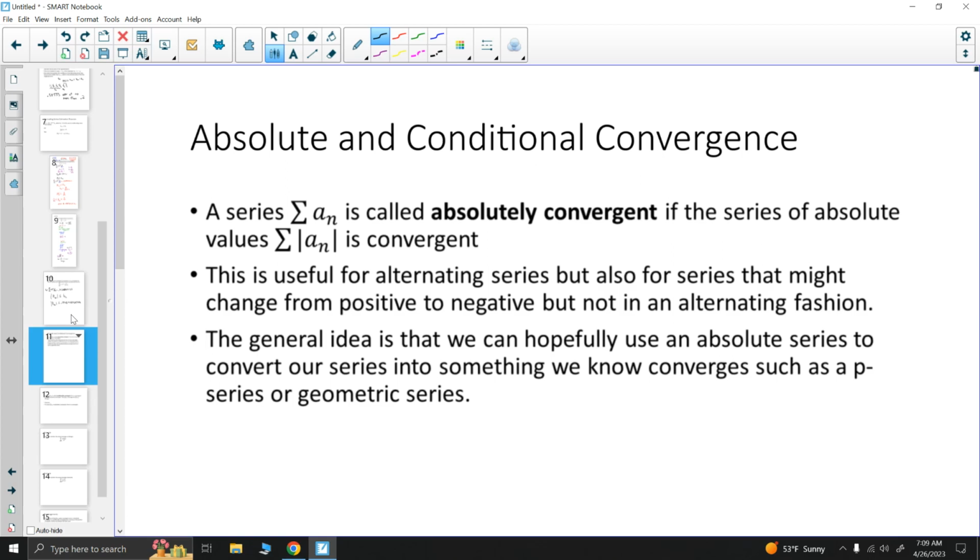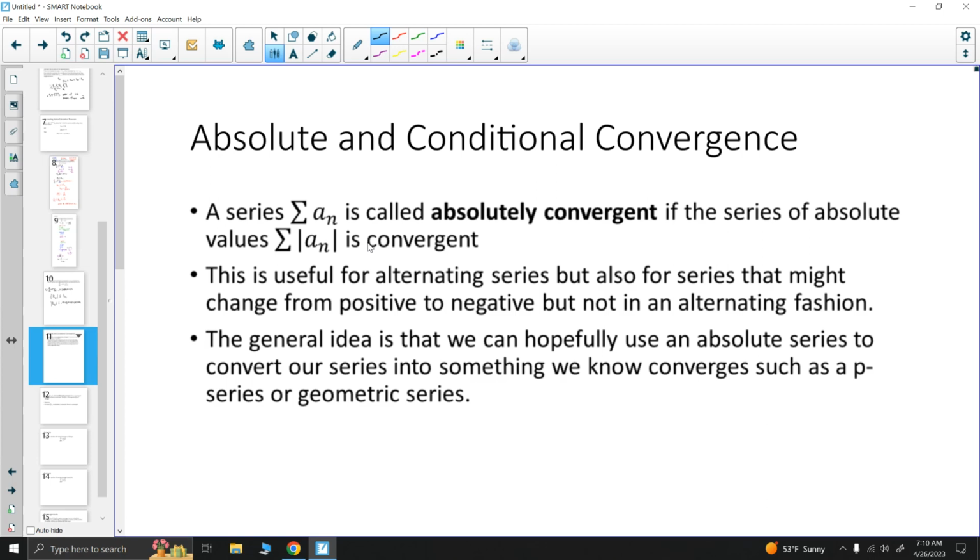Here's another thing: if we can just show that the absolute value series converges, then the rest of it will converge too, because absolute convergence is a stronger statement. So in a practical sense, we use absolute convergence just to show that some series converges. A series a sub n is absolutely convergent if the series of absolute values is convergent. Basically, if we ignore the signs and treat them all as positive, and that converges, then our series is absolutely convergent. It converges.